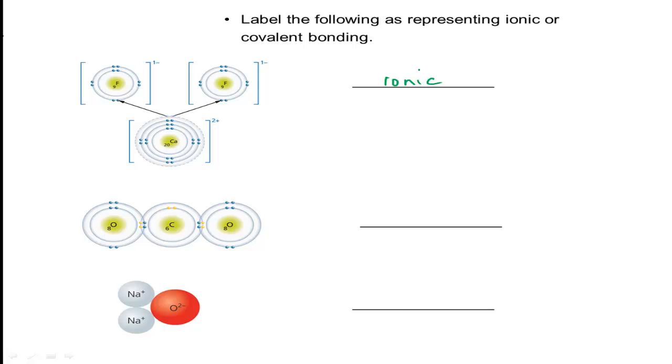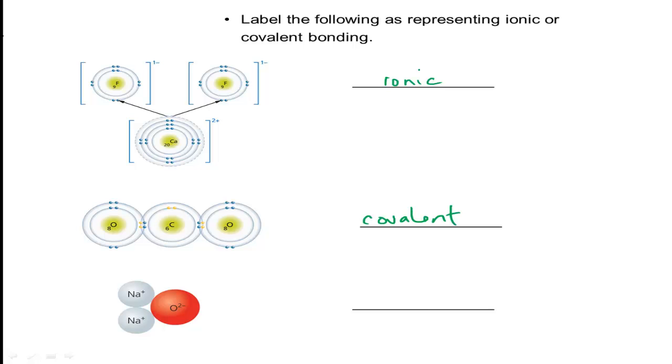Whereas this guy is carbon, which has 1, 2, 3, 4 outer shell electrons, and it wants 8. The only way it can get 8 is to have 2 from one oxygen and 2 from another oxygen. It's not giving up those electrons or grabbing them from something else, it's sharing. And when we talk about sharing electrons, we're talking about covalent bonding.